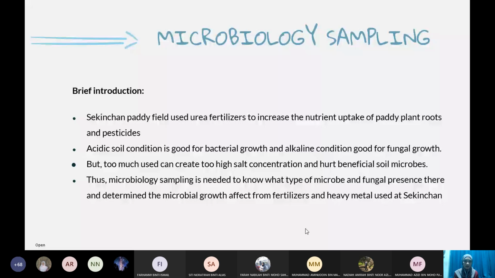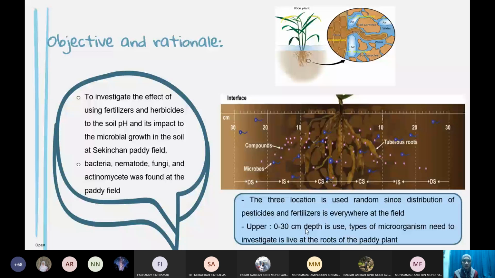Next, I will move on to the objective and the sampling rationale. It is to investigate the effect of using fertilizer and herbicides on the soil pH and its impact on the microbial growth in the soil at Sekinchan paddy field. The microbes found there are bacteria, nematodes, fungi, and actinomycetes. The three locations are chosen randomly since distribution of pesticides and fertilizer is different. The uppermost topsoil is used, with 0 to 30 cm depth, since these microorganisms live at the roots of the paddy plants. Next, I will move on to the procedure and the pre-treatment.